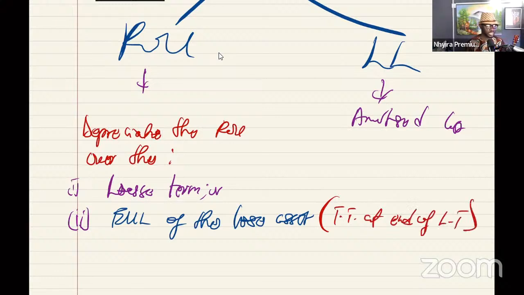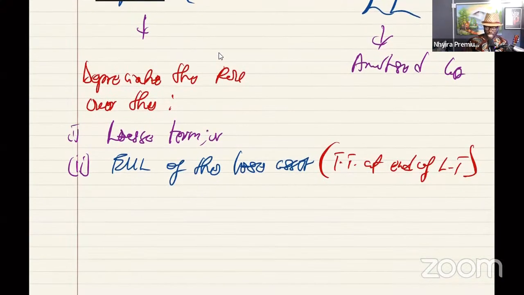But if the question is silent, then we just use the lease term. So you can depreciate it either using the lease term or the economic useful life of the leased asset, but you use the economic useful life if there will be title transfer at the end of the lease term.